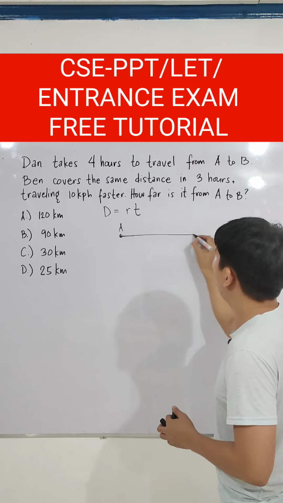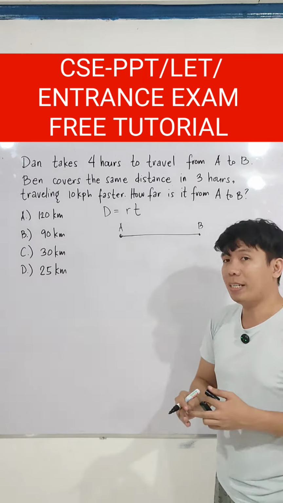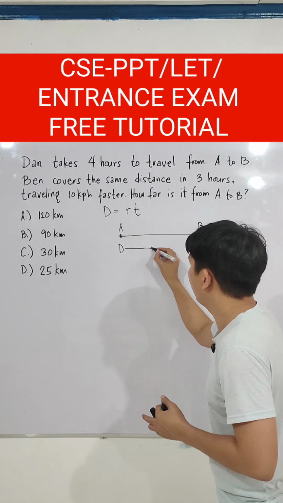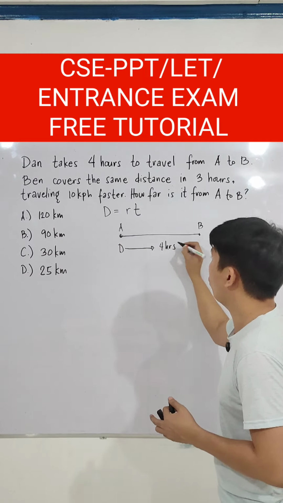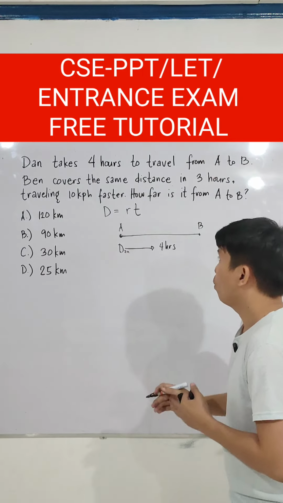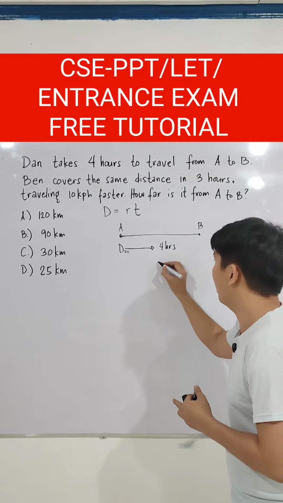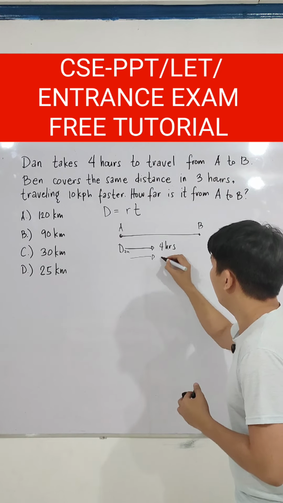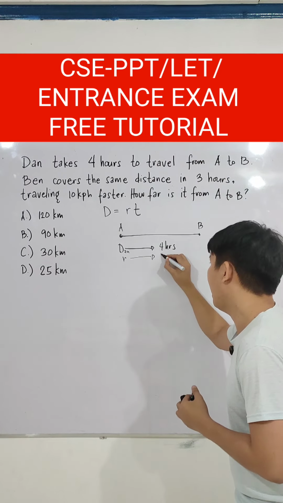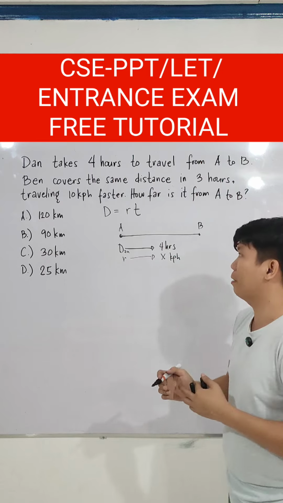Now, going back to the problem, we are told that there is a certain distance from point A to point B, where Dan traveled in just 4 hours. This is for Dan. We don't know how fast Dan was traveling. So let's represent his rate by x kilometers per hour.